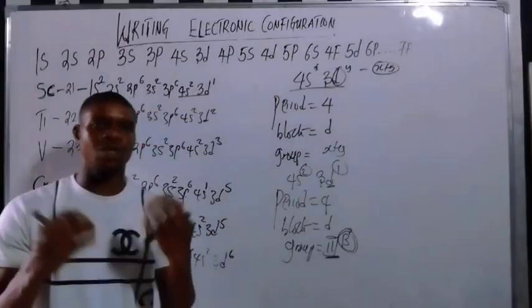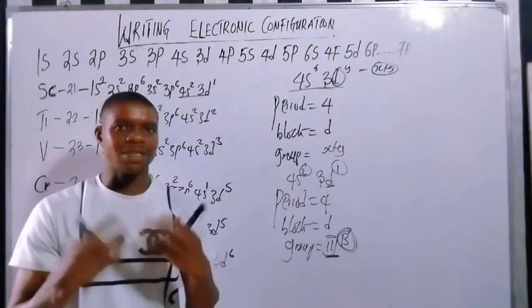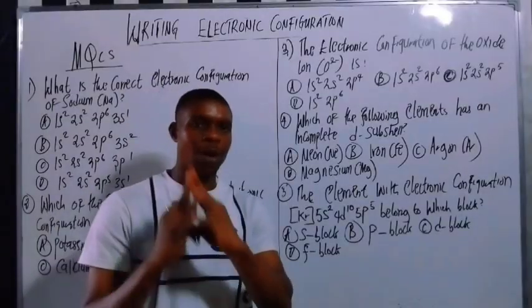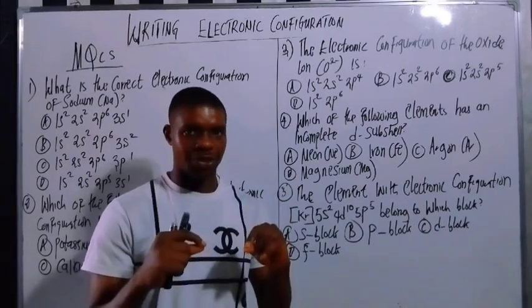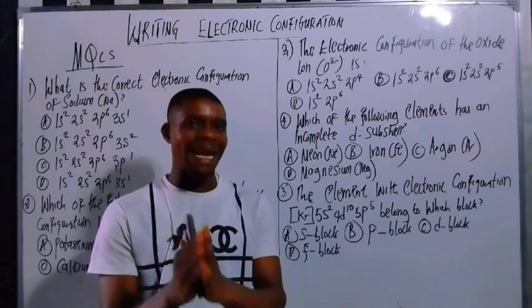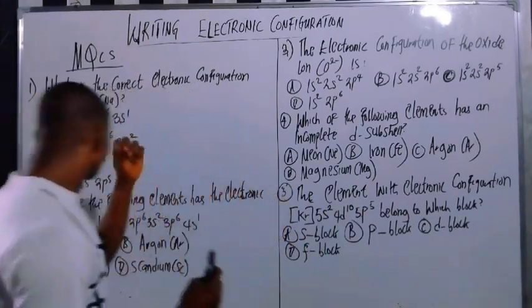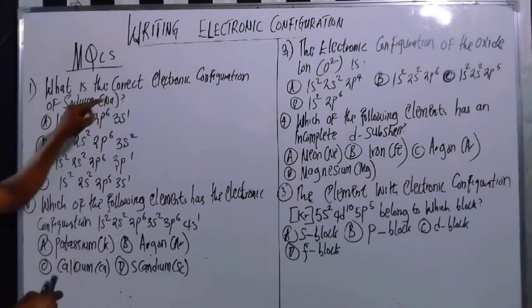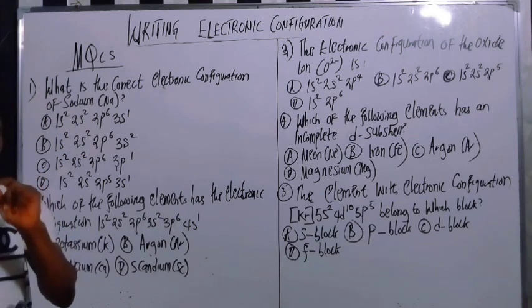So what I want to do here is some practice problems, the way you're going to see them in the exam. So let's look at the first 5 key questions, like the practice problems you will likely see in the exam. Here we have: what is the correct electronic configuration for sodium? I believe we have done this before.